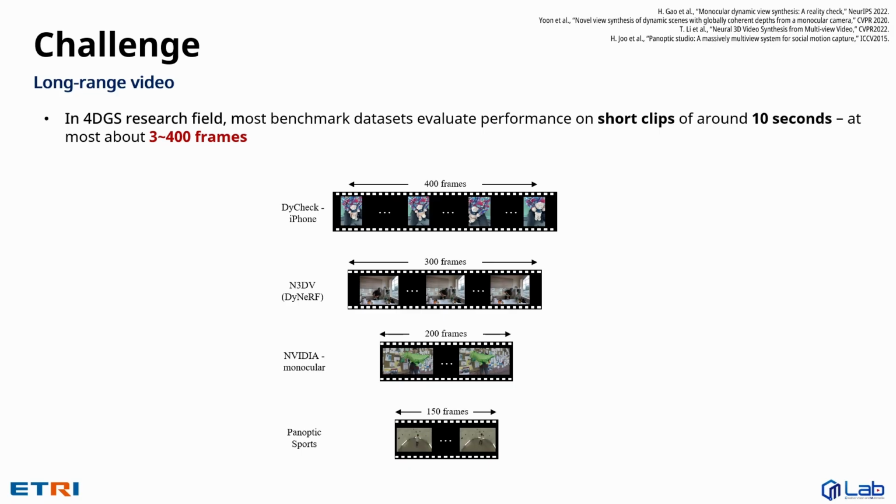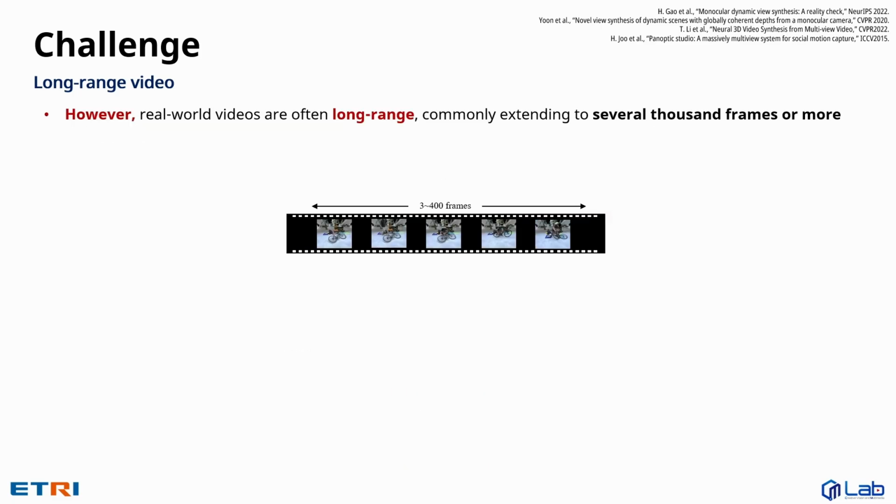However, most 4DGS benchmarks evaluate only short clips, usually around 150 to 400 frames. This means current evaluation settings are still limited to relatively short temporal ranges. In contrast, real-world videos are often much longer and commonly contain several thousand frames or more. So there is a clear gap between benchmark settings and practical long-range scenarios.